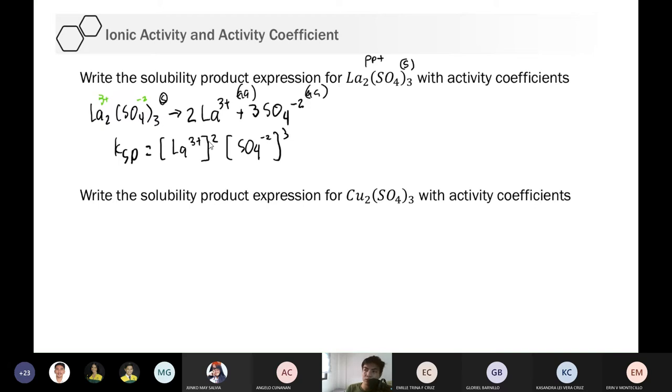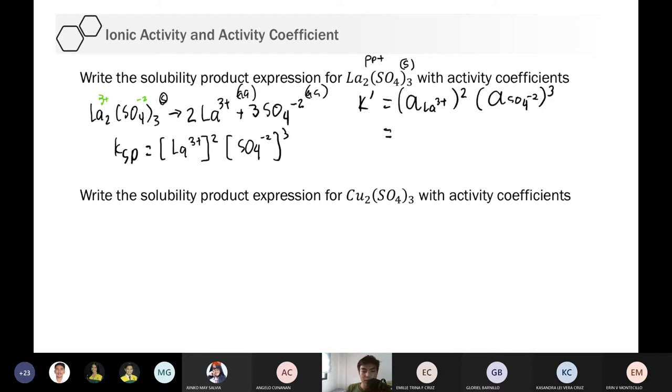Okay, so again, yung coefficients, we turn that into superscripts, no, or exponents. So ito yung dating alam natin that Ksp is just this. However, we now know that this is incorrect, no, if we consider the ionic activities, or the ionic atmosphere. So the correct version is K prime equals the activity of lanthanum 3 plus squared times the activity of sulfate ion cube. So basically, itong square bracket, palitan mo ng letter A. Ganun lang.